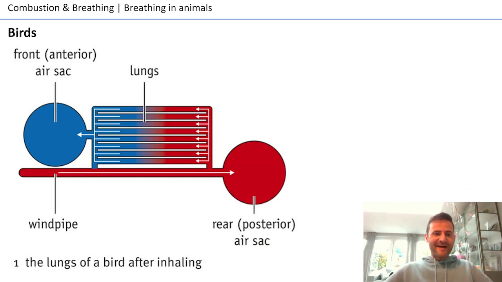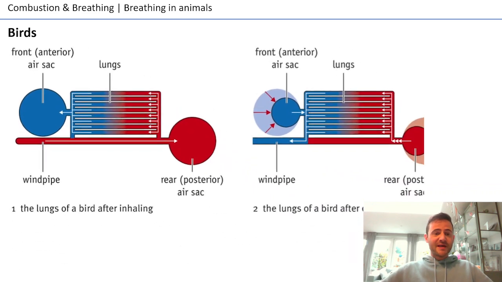This is right after the bird has inhaled. Fresh air, rich in oxygen, moves through the windpipe into the rear air sacs. At the same time, air from the lungs moves into the front air sacs. And in that air, most of the oxygen has already been absorbed into the blood, so it's rich in carbon dioxide. Now that's already quite different from how humans breathe. Now comes exhalation.